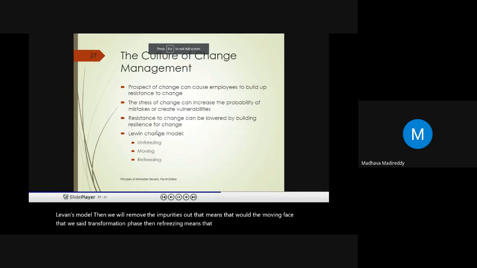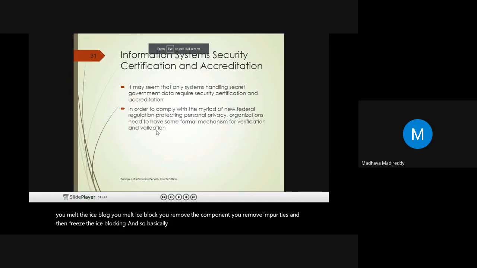That means implementing, putting the new order in place. That's called refreezing. So you melt the ice block, remove the impurities, and then freeze the ice block again. That's called Lewin's model for change. It's one of the oldest organizational change models.